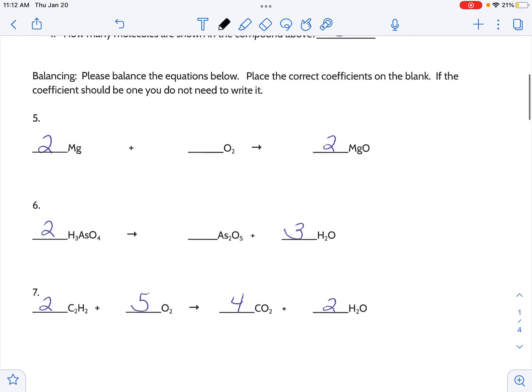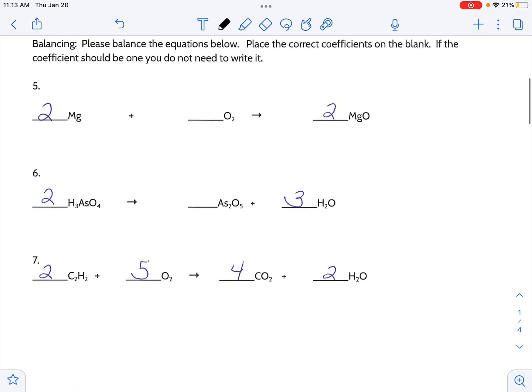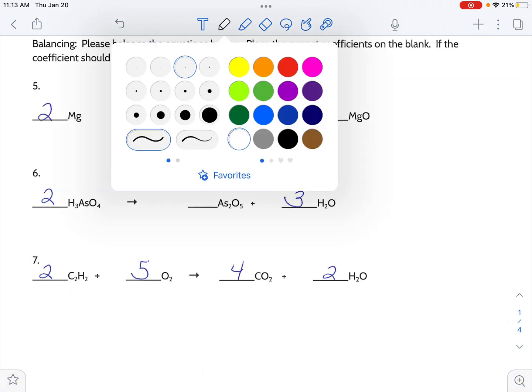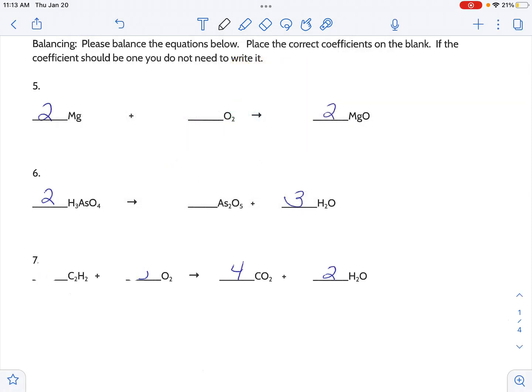Please check number 5, 6, and 7 to see if you did your balancing correctly. I'm going to go ahead and erase my answers for number 7 and show you how I work through that one, because that one's the hardest one on this page.